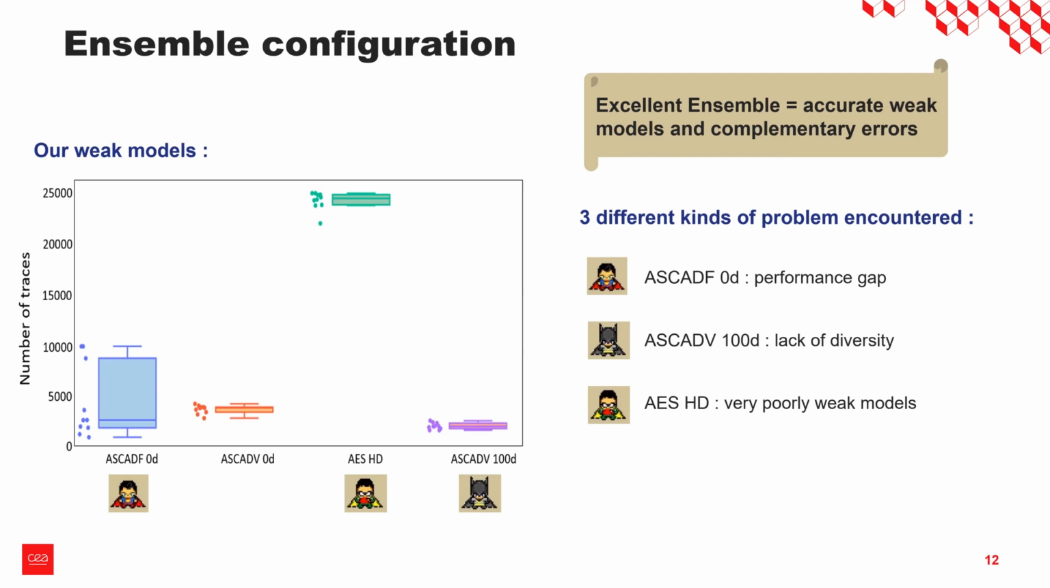And finally, on the ISLG dataset, we don't observe a particular performance gap or lack of diversity problem, but our weak models are all very poor due to the high level of noise of the dataset. This configuration is very interesting because we have 3 different kinds of scenarios in which the bagging aggregation can be impacted. And concerning the last dataset, ASCAD variable key without desynchronization, we don't observe a particular weak model problem. So the results of this dataset are out of the scope of this presentation, in order to focus on the comparison between bagging and stacking ensembles for the other datasets.